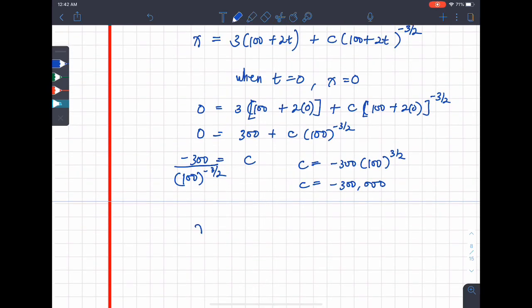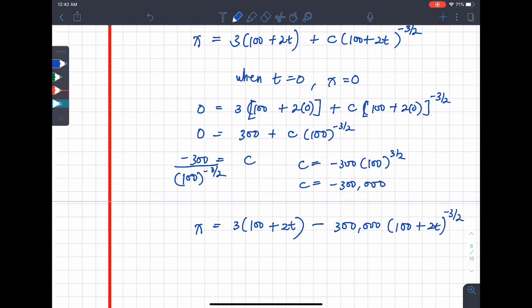So x would be equal to 3 times 100 plus 2t, then minus 300,000, multiplied with 100 plus 2t raised to negative 3 over 2. So we are to find, when will it overflow?